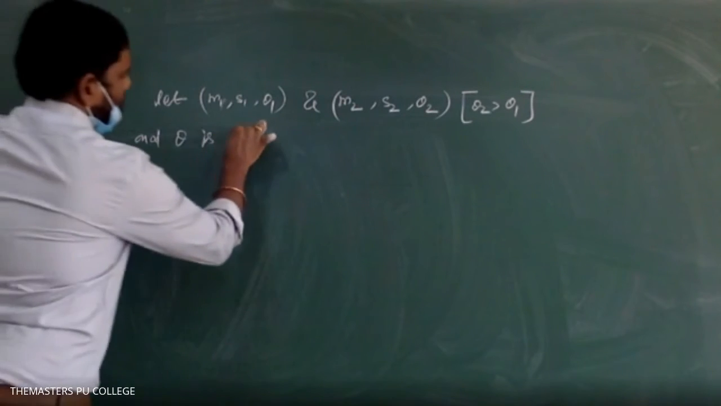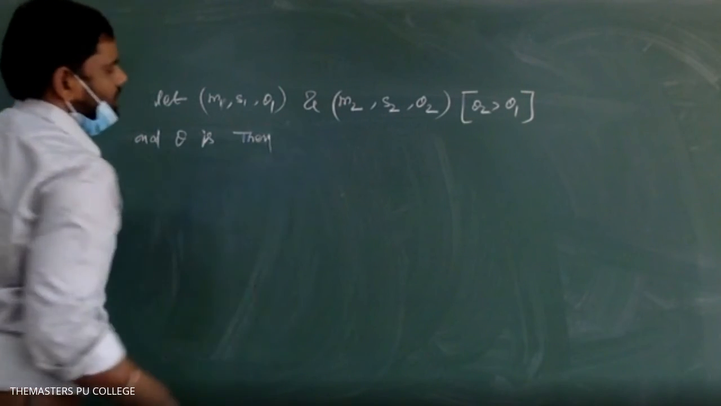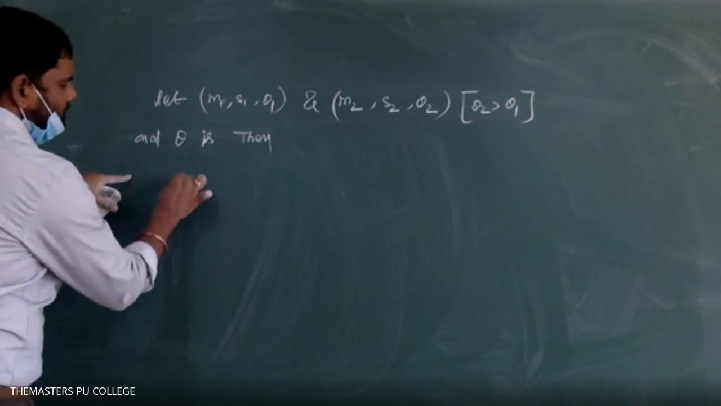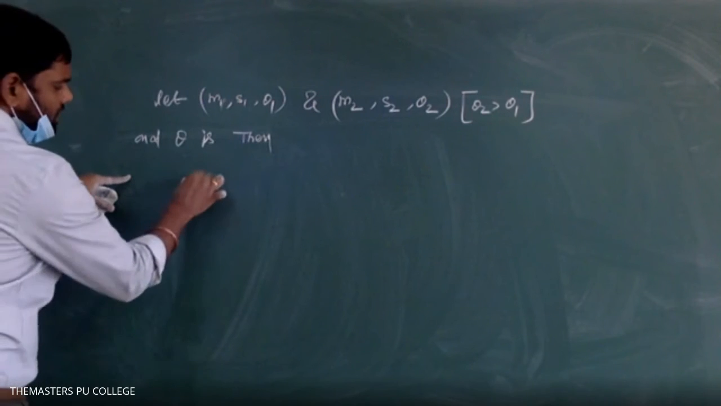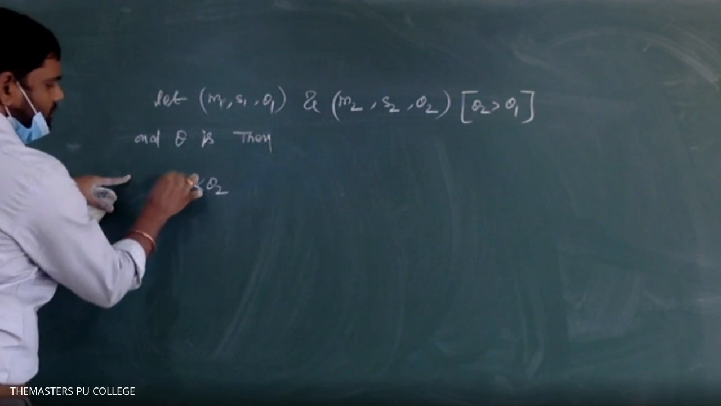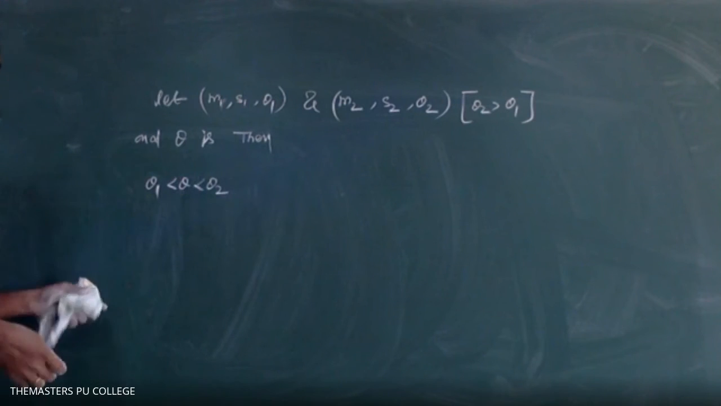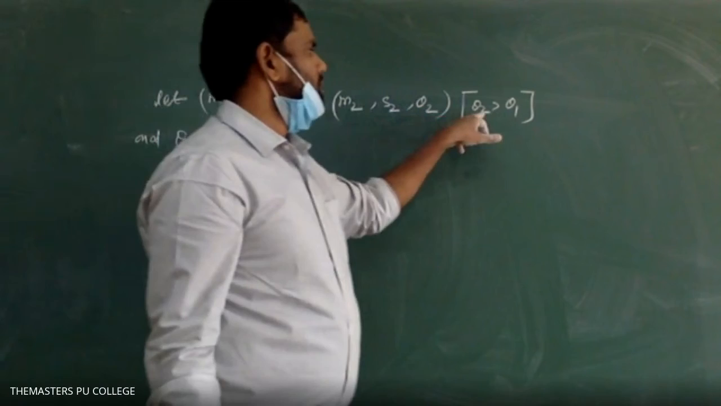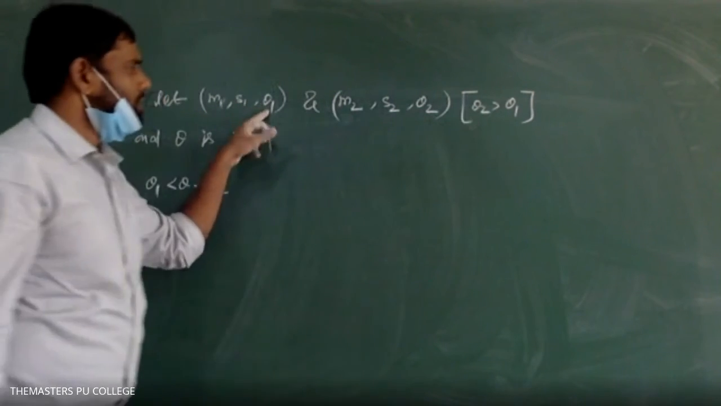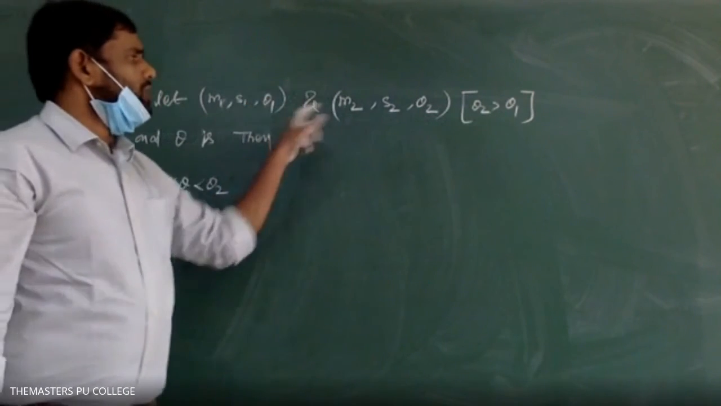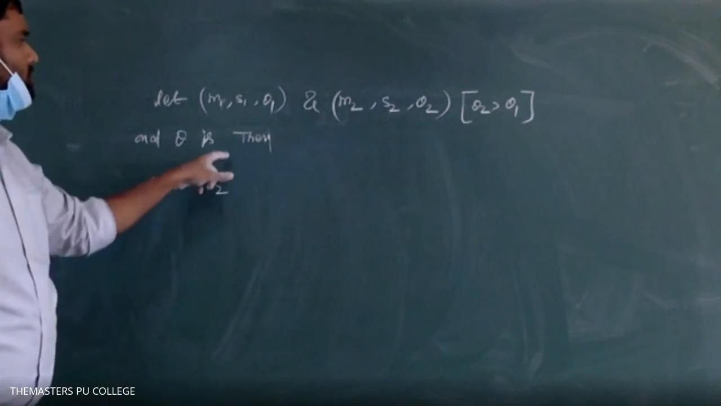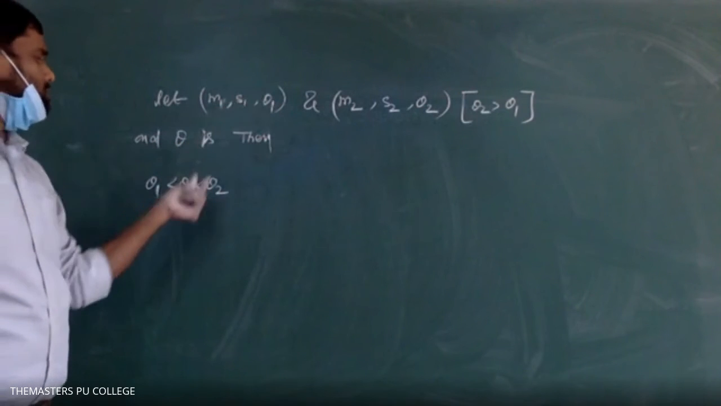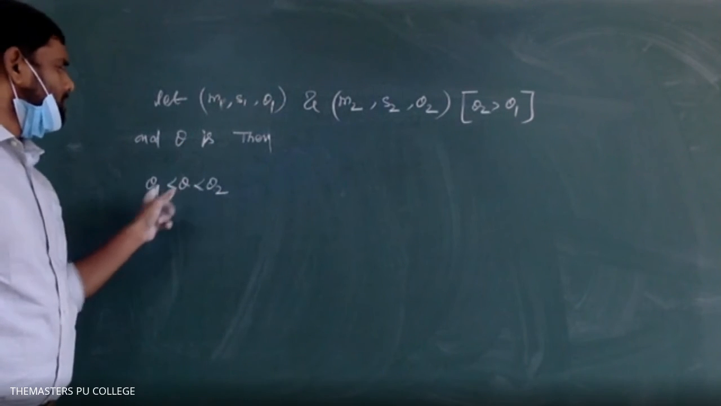Then how can I calculate theta? Have a look on this. Here theta is the resultant temperature, which means that theta must be less than theta 2 and greater than theta 1. Among these two temperatures, theta 2 is the greatest value and theta 1 is the least value. If I mix them together, I should get a temperature less than this maximum value and greater than this least value. That's why I should get the resultant temperature somewhere in between.